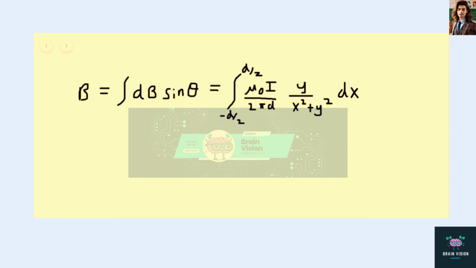Okay, so now we can pull the constants out in front of the integration to make this look a little simpler. What we have here is mu naught I divided by 2 times pi times the distance d, times the y on top, which is also a constant. So what we're left with in the integration, which again is integrated from minus d over 2 to plus d over 2, is 1 over x squared plus y squared integrated with respect to dx.